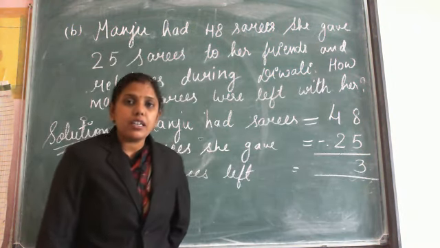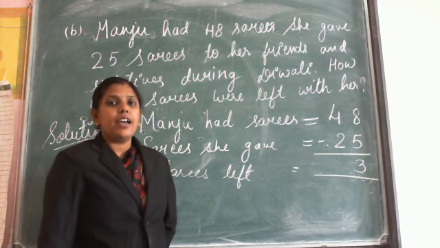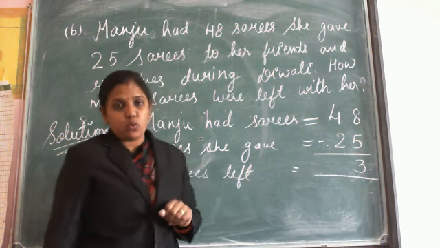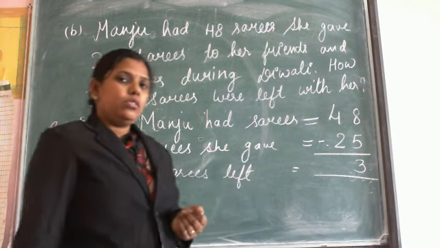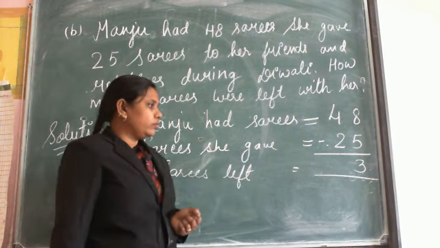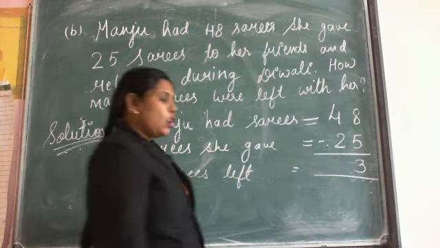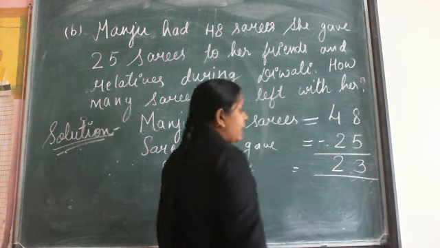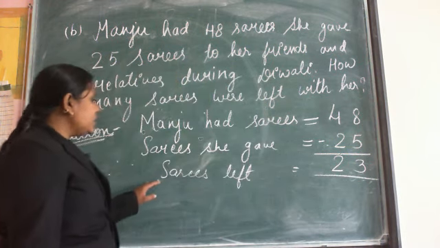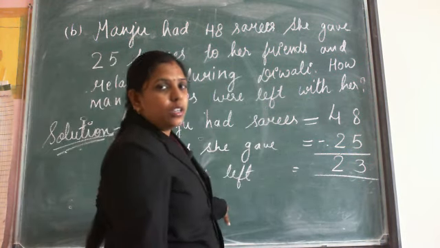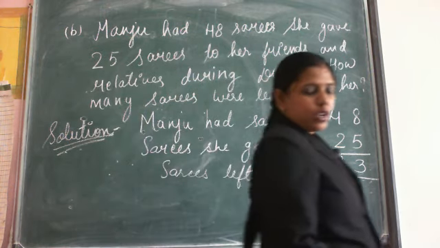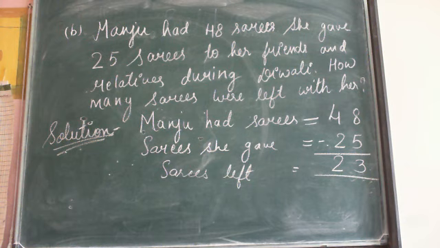Now subtract the digits at the tens place. The digits at the tens place are 4 and 2. Subtract 4 and 2. Which number do you obtain? 2. So 48 minus 25 is 23. That means the saris left with Manju is 23. So write fast. Then once again I am going to explain the same question.